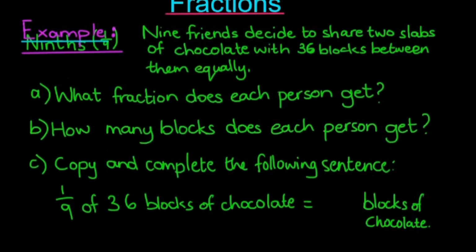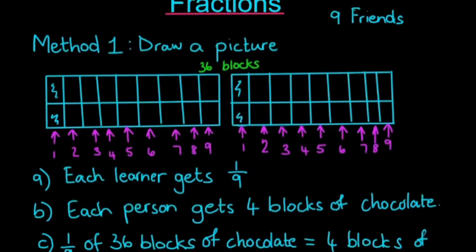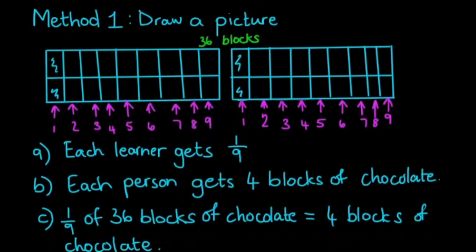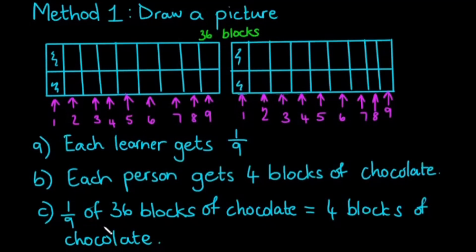So in our example, 9 friends decided to share 2 slabs of chocolate, each with 36 blocks, between them equally. A asks us what fraction does each person get. B asks us how many blocks does each person get. We need to copy and complete the following sentence. 1/9 of 36 blocks of chocolate is equal to blank blocks of chocolate. So there are 2 methods in which we can do this. The first method that we can use is to draw a picture.